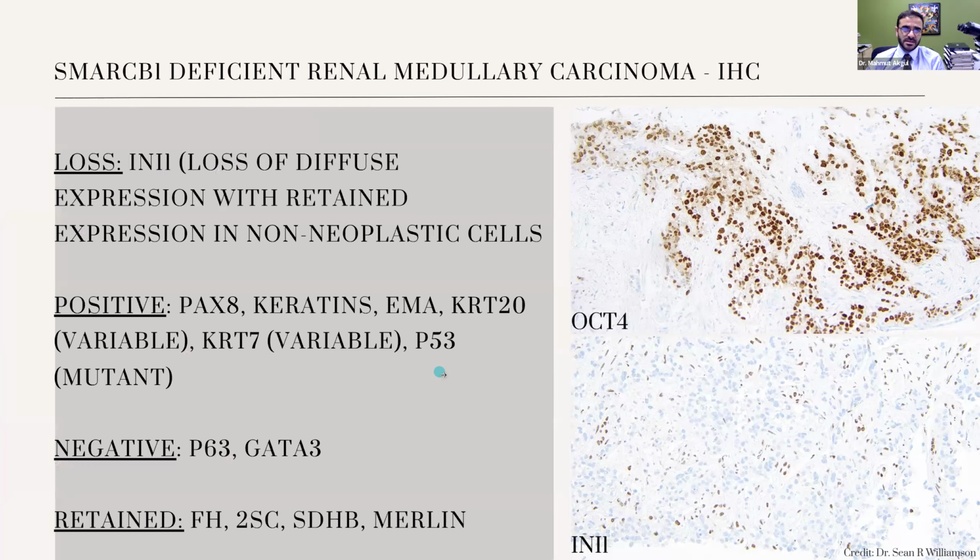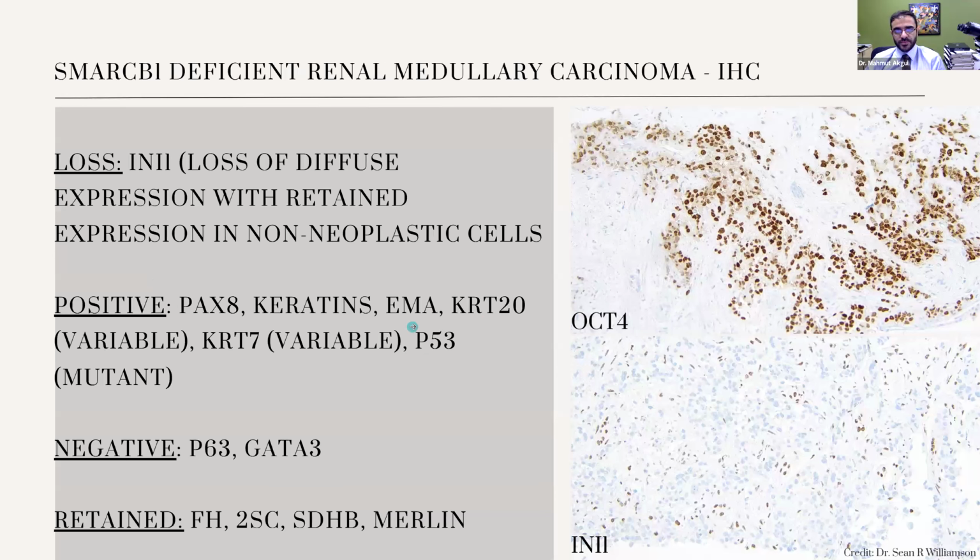The summary of the IHC includes loss of INI1, which is the most important thing, and again, diffuse loss, and the normal non-tumoral elements should retain INI1. PAX8 should be positive, as it is arising from the renal tubules. Keratin and EMA should be positive. Interestingly, keratin 20 might be positive, as is keratin 7.